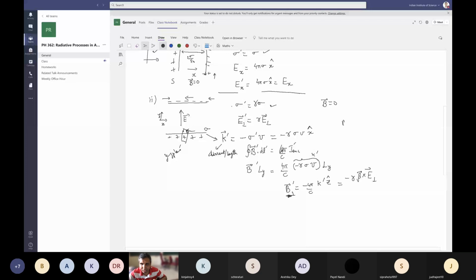So what is beta parallel prime? What is the electric field along the direction of boost? In this direction, what is the magnetic field? Because the currents are in the same direction as x, you cannot have B in the x direction. So B parallel prime is equal to 0. This is actually consistent with those transformation laws that we wrote down.